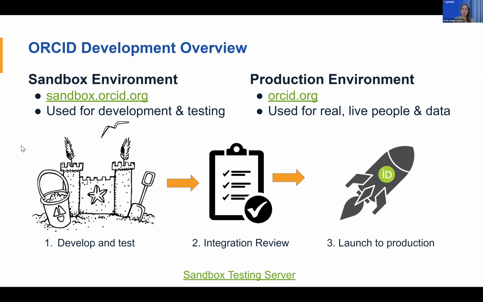And so you'll want to do all of your development and testing in the ORCID sandbox. Once you've done that development and testing and everything's working correctly, we'll do an integration review. So if you're an ORCID US community member, you'll contact us to do that integration review. And that just is to make sure that you're meeting all of the minimum best practices for ORCID. And then you can go to production after you've passed the integration review.